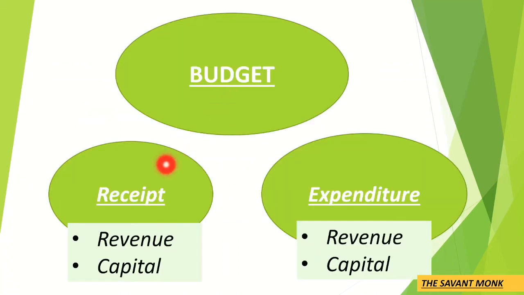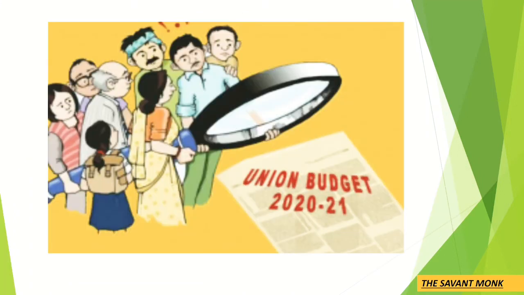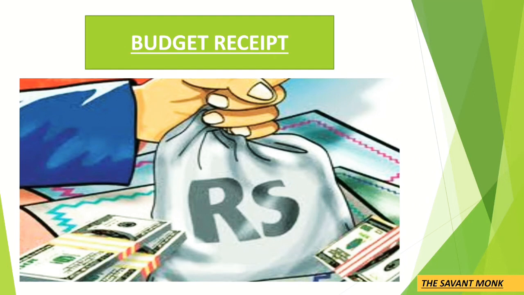So in the last lecture, I told you that budget has got two components, budget receipt and budget expenditure. Budget receipt is of two types, revenue receipt and capital receipt, and budget expenditure is also of two types, revenue expenditure and capital expenditure. So first we will do budget receipt and its components in detail, and then we will come to budget expenditure and we will do its two components in detail. So let's start with budget receipt.